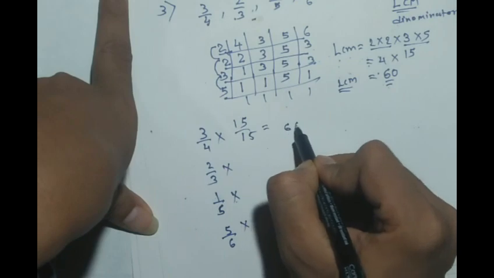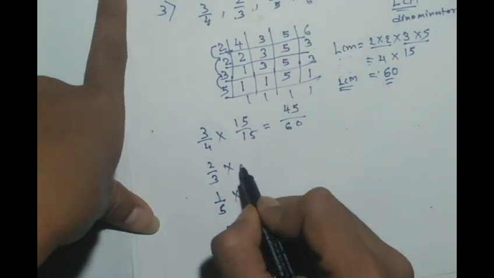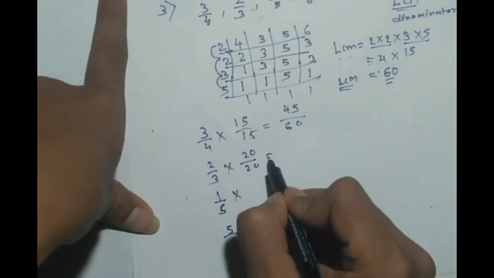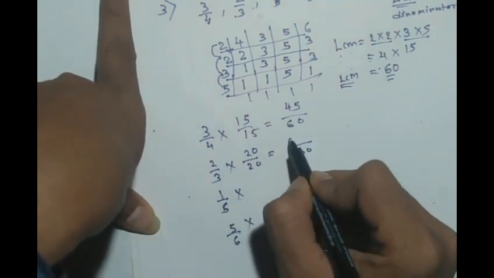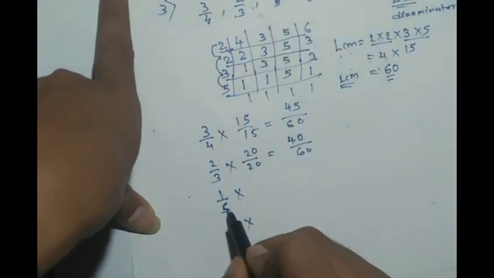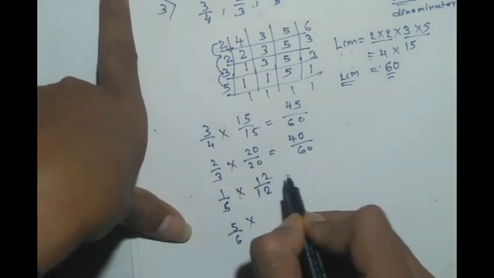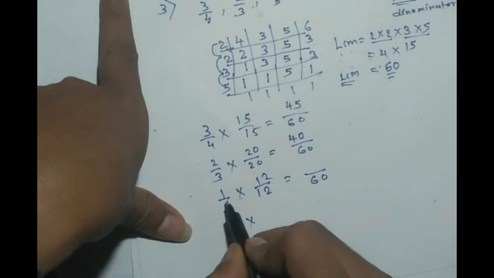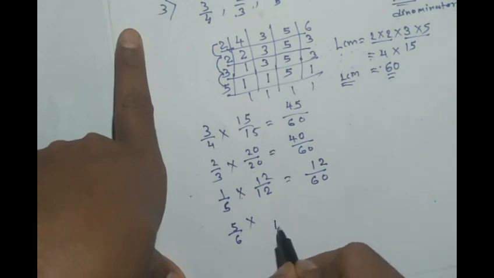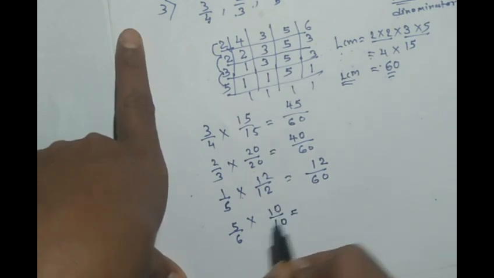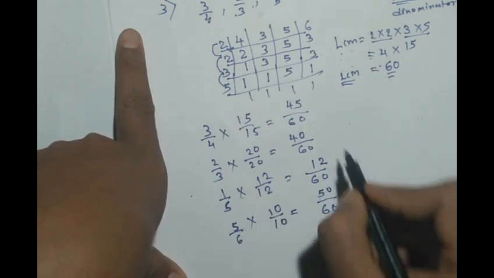4 15s are 60. 3 15s are 45. Now in the 3 table, when 60 comes, if we multiply with 20, we get 60. 3 20s are 60. So 2 20s are 40. Now 5 is there. So in the 5 table, when 60 comes, if we multiply with 12, we get 60 as the denominator. 12 ones are 12, will come as it is. Now in the 6 table, when 60 comes, if we multiply with 10, then we get 60. 6 tens are 60 as the denominator and 5 tens are 50.